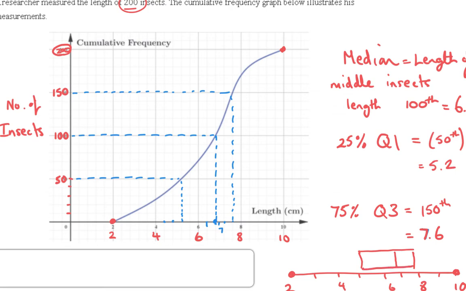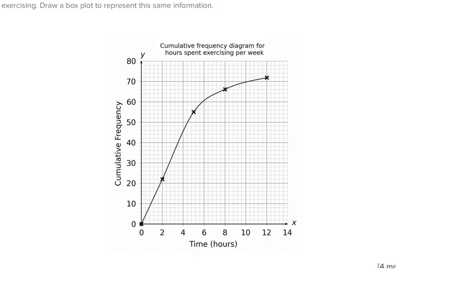And we know the line goes all the way through: 2 and 10, that's Q1, the median, and Q3. And that is our box and whisker plot.